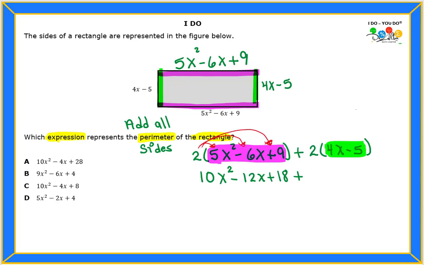Now the second one, we're going to do the same thing. You're going to multiply 2 times everything that is inside the parentheses. And that will give me 2 times 4 is 8. And 2 times negative 5 is negative 10, right? So I can write down minus 10. Are we good? Okay, so now we're going to combine like terms, okay?